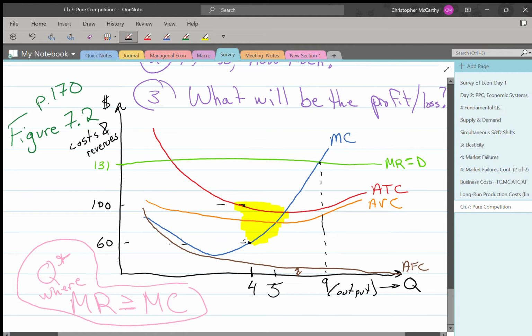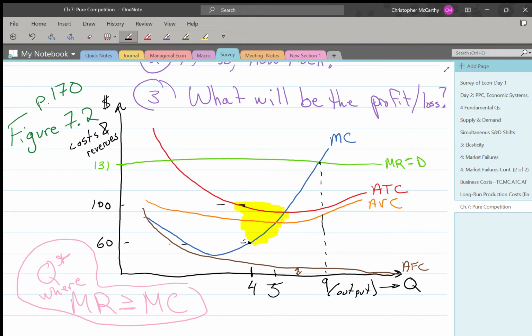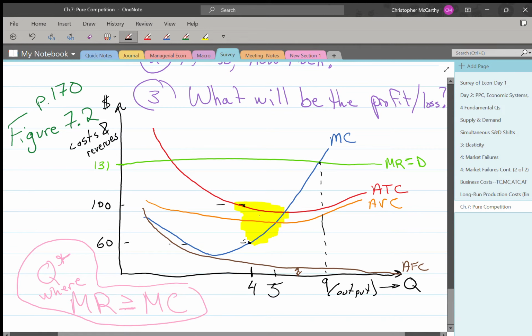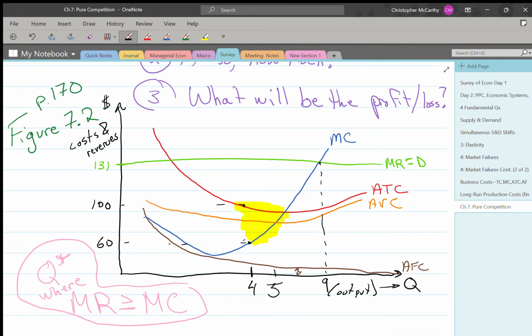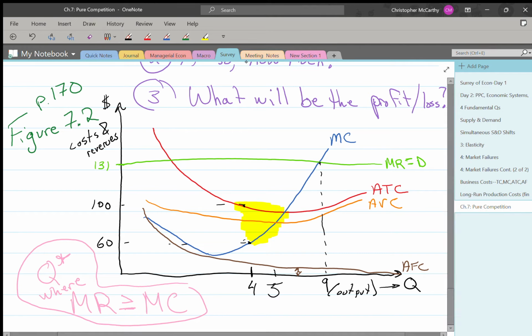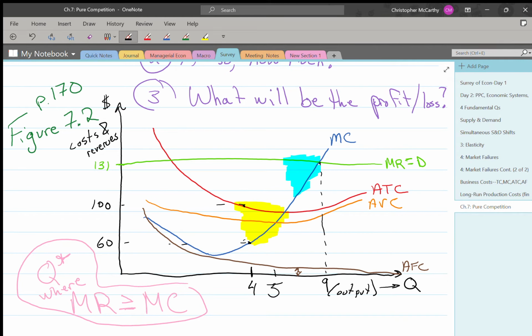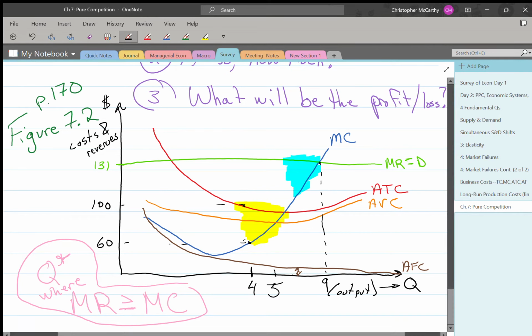But there's also some intuition there. I wish I could move this highlighted portion up here, because now we're going to do a similar thing over here. Any place to the left of that equilibrium point, what's going on there? Let's say I was at 6 output, or 7. Let's say I'm at 7 output.